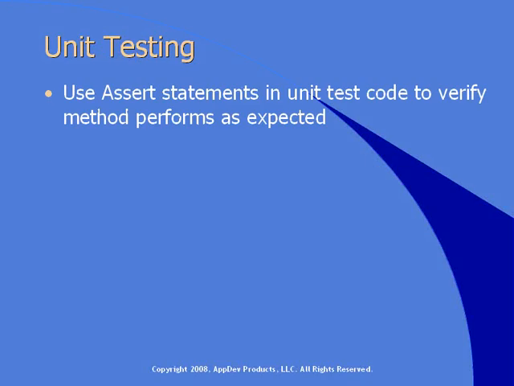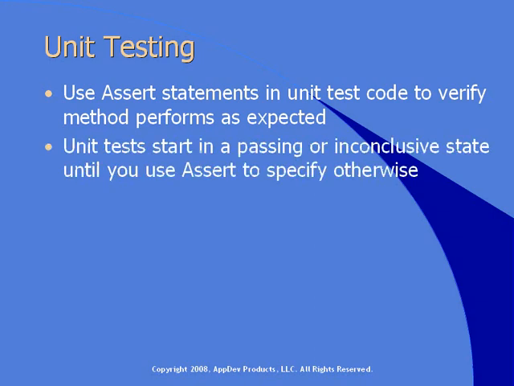And when Visual Studio creates a unit test for you, you're going to use assert statements in the unit test code, and that's how you're going to verify that a method performs as you expected. And by performs as expected, we mean return the expected result. Unit tests are going to start in a passing or an inconclusive state until you use an assert to specify otherwise. So we'll see that by default, when you create a unit test, Visual Studio adds an assert statement to specify that the results are unknown.